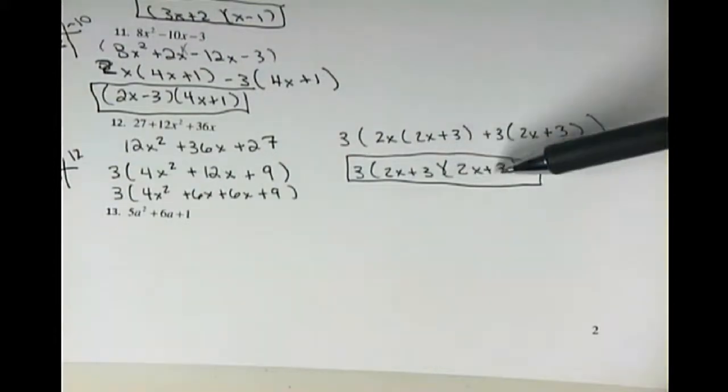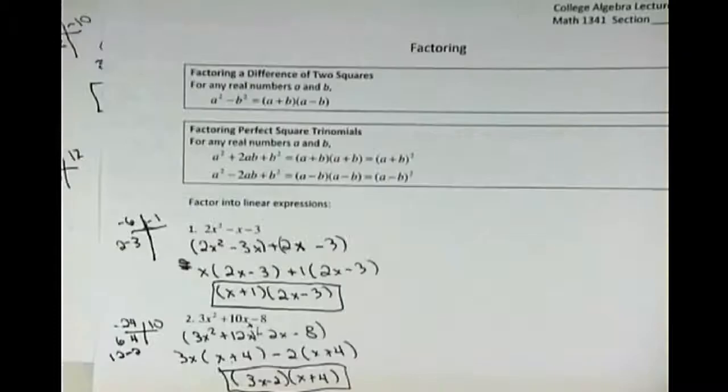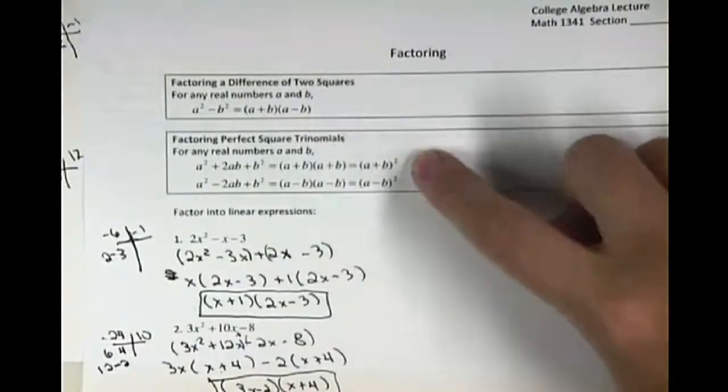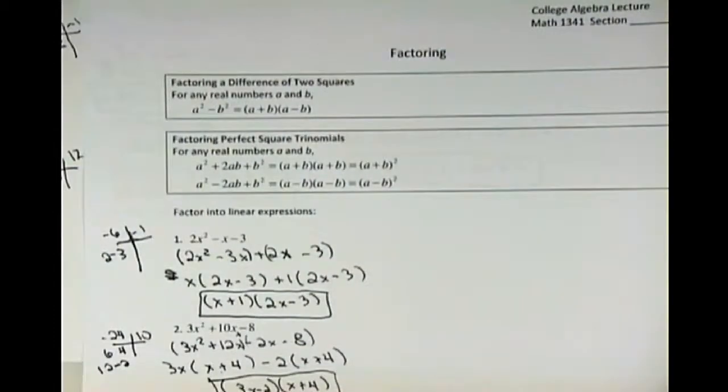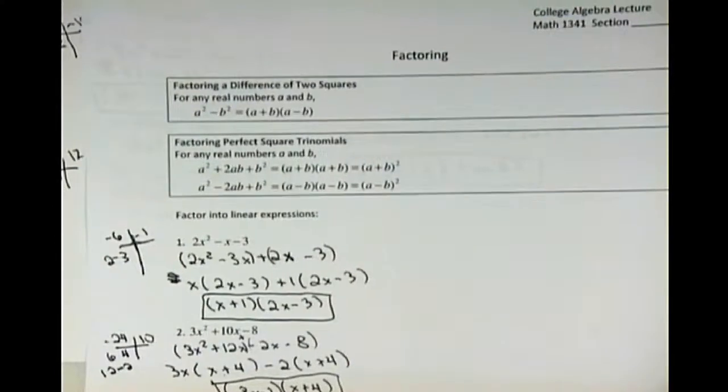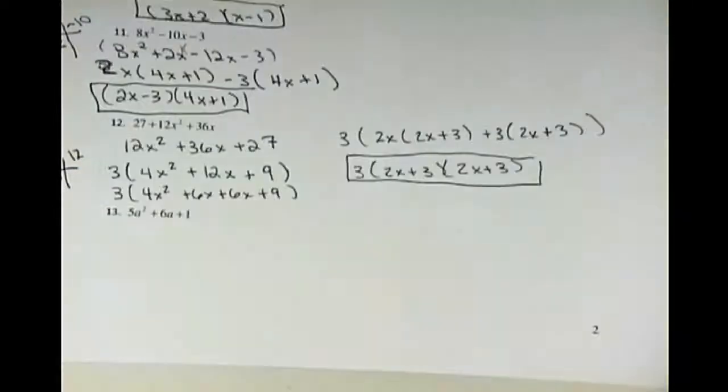Okay, perfect square trinomials. There's a formula on the first page. These guys here, your linear factors are identical. So that's what makes it a perfect square, is the linear factors are identical. 2x plus 3 and 2x plus 3, identical. So it's a perfect square trinomial, that one, times 3.